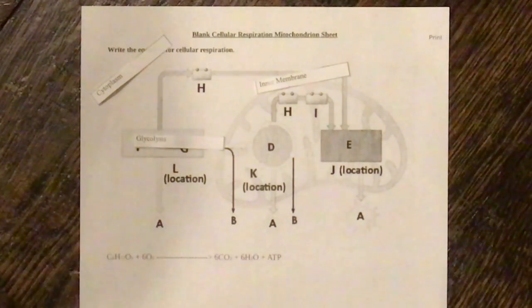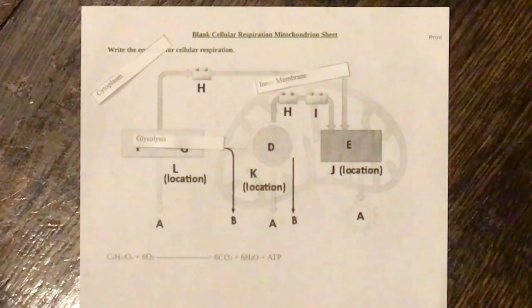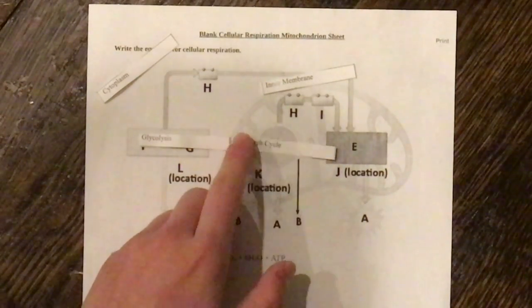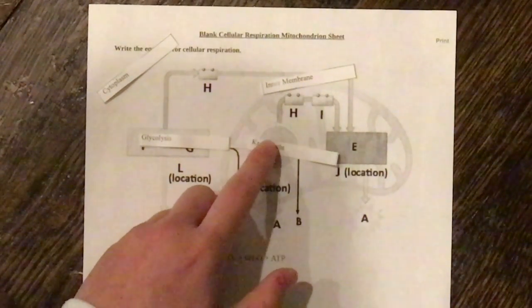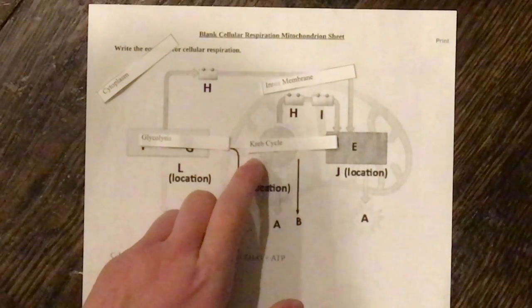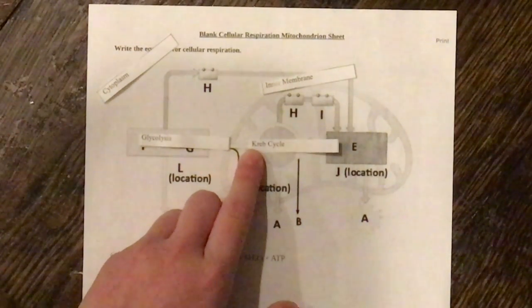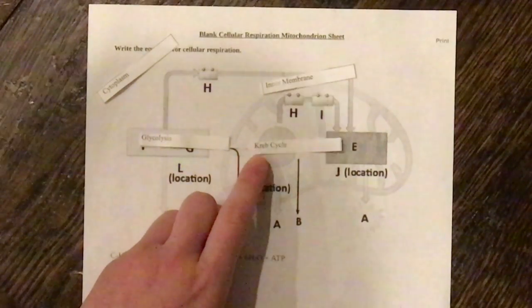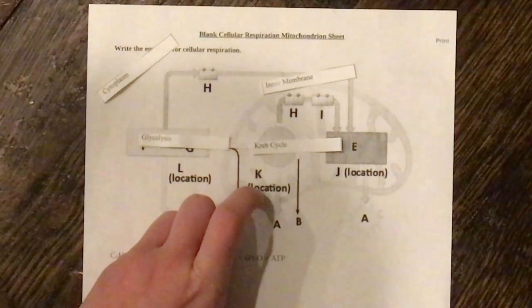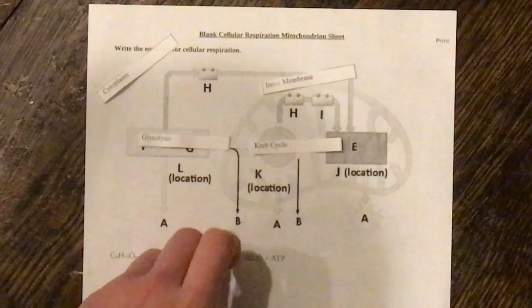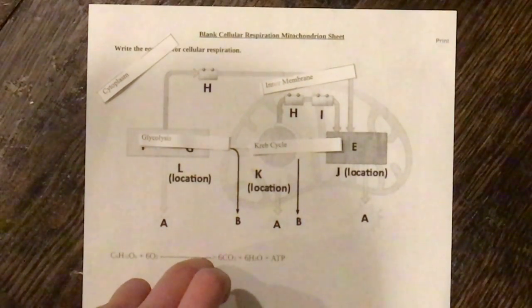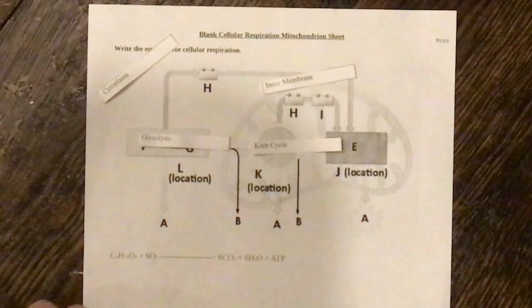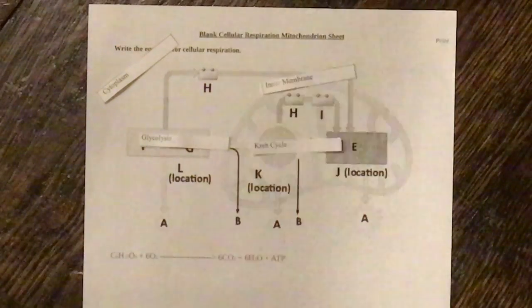The Krebs cycle happens after the making of coenzyme A, which happens in between glycolysis and the Krebs cycle. The Krebs cycle occurs right here in the matrix of the mitochondria, which is kind of the center area, the medium of the mitochondria. The purpose of the Krebs cycle is to produce energy in the form of NADH and FADH2 by oxidizing acetyl-CoA. The Krebs cycle is important because it leads us to the electron transport chain.